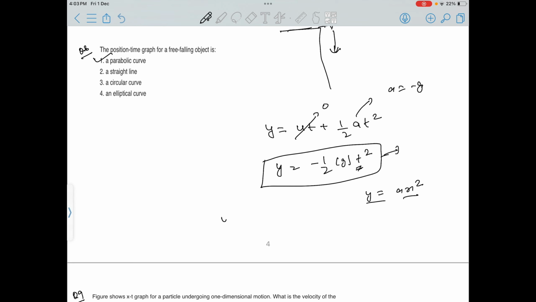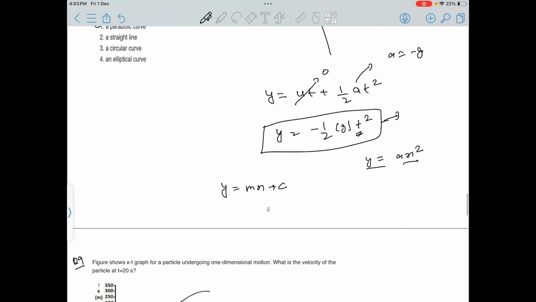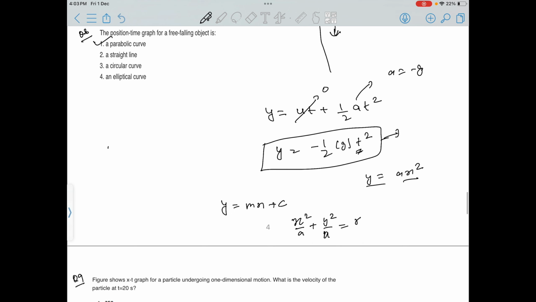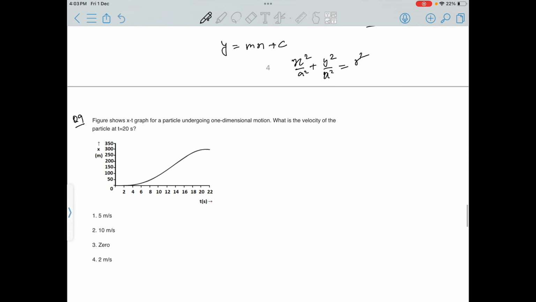Because the straight line equation is y is equal to mx plus c. The circle equation is x square plus y square is equal to r square. And what is the ellipse? x square upon a square plus y square upon b square is equal to 1. Okay, so option 1 is correct.